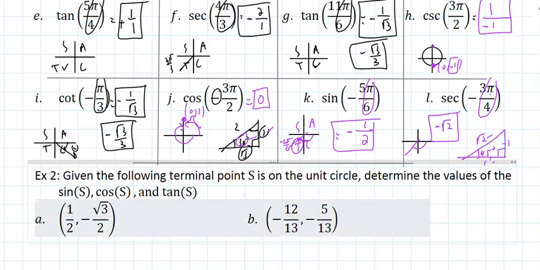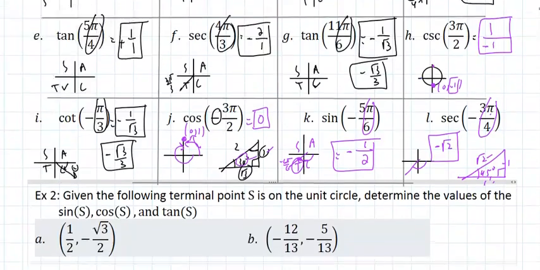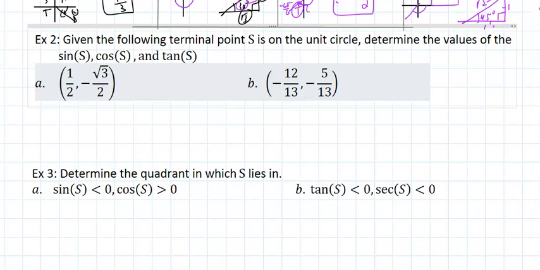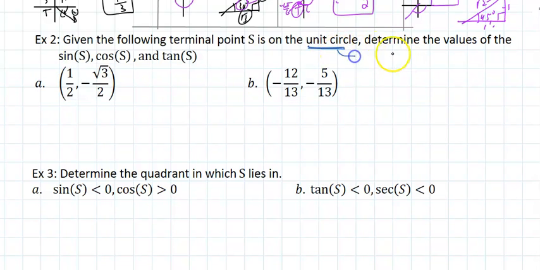Now, assume that S, look at the keyword. If they say it's on a unit circle, if it's on a unit circle, then I know that the x and the y can be replaced by a cosine of the angle and sine of the angle. They say, given the following terminal point S on the unit circle, determine the value of sine of S.